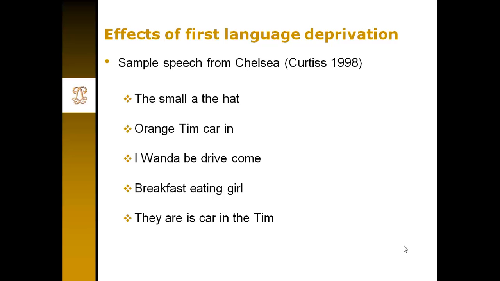The small A the hat. Orange Tim car in. I want to be drive come. Breakfast eating girl. They are is car in the Tim.